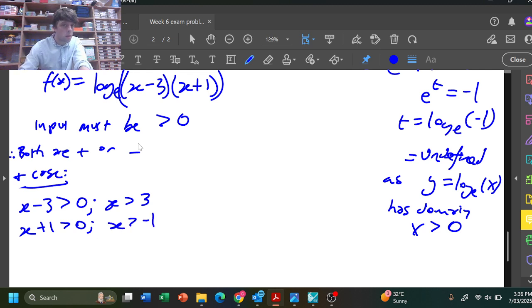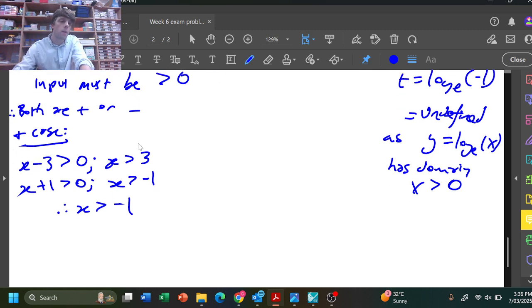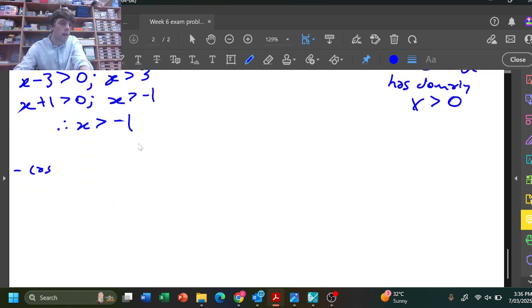Now, notice that if a number is larger than negative 1, it's also larger than 3. So that means that if x is larger than negative 1, the function should be defined because both of the things are going to be positive. And we can also consider the negative case.